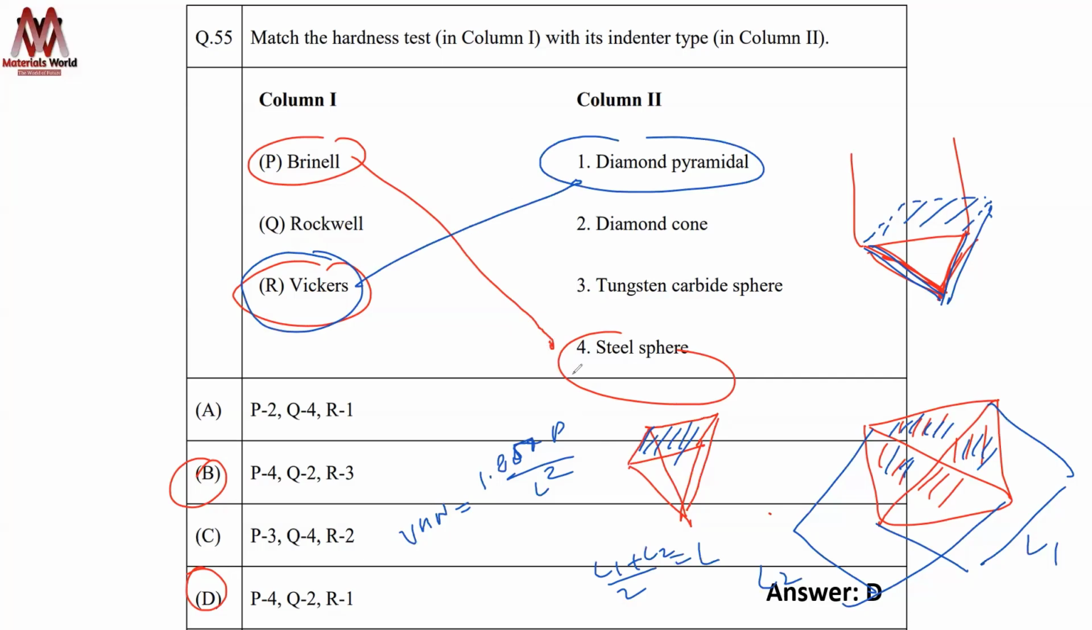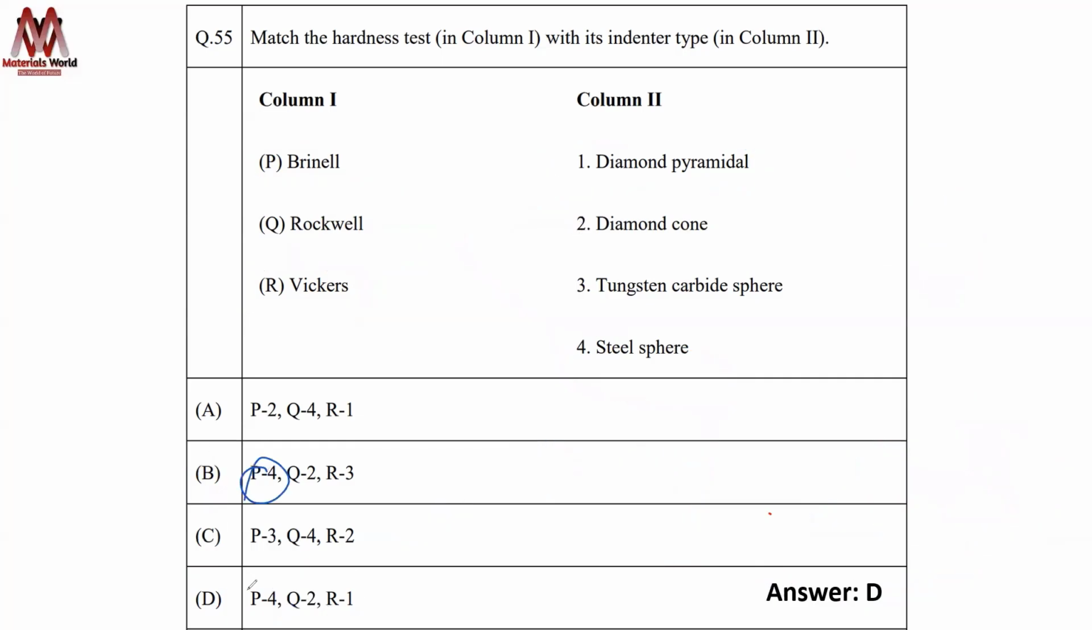Right? So my P is 4 and R is 1. So P is 4 and R is 1, so the answer is going to be D. Then your Q will definitely be 2. Don't be confused. Even if you see your P is 4, it's okay, and your vernal is a diamond pyramidal, then it's solved. You don't need to think about any other.